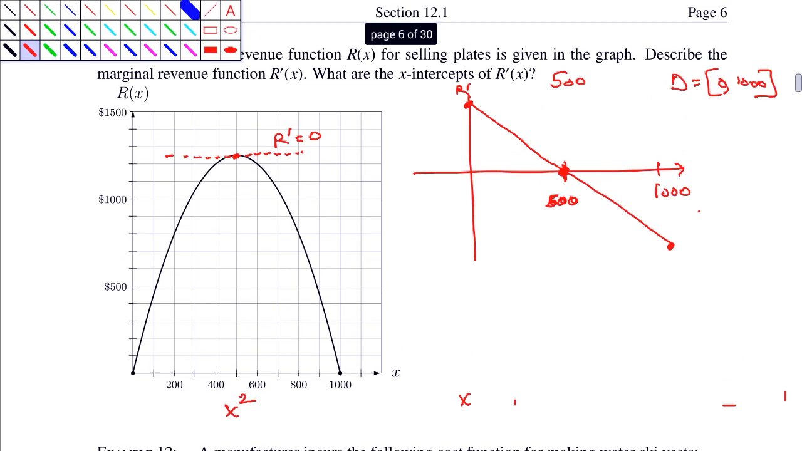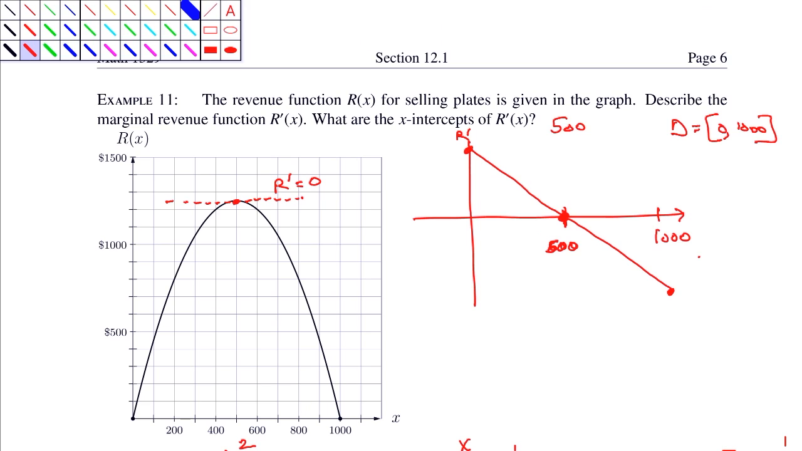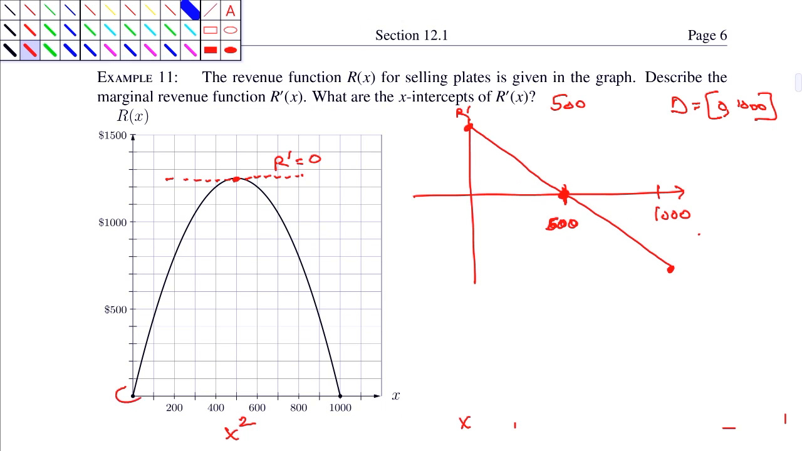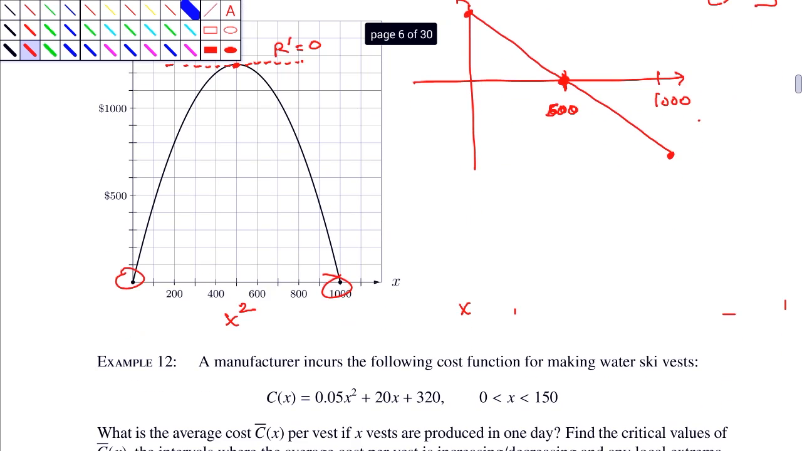Questions over example 11, Imani? How do you know where the domain is? Because of the endpoints on the original graph. Oh, yeah. All right, go ahead and do example 12 with your partner.